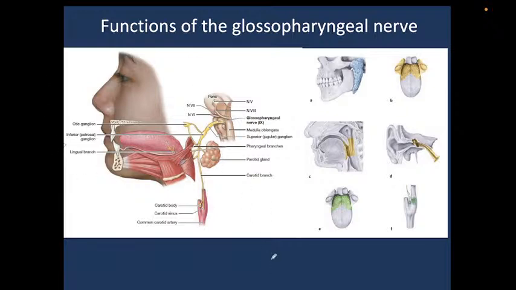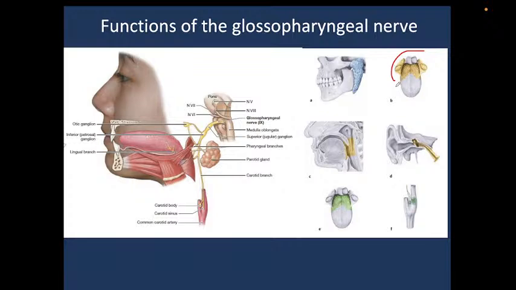The common function, or all areas innervated by the glossopharyngeal nerve, are visible here. First of all, this is the common sensitivity of the tongue.